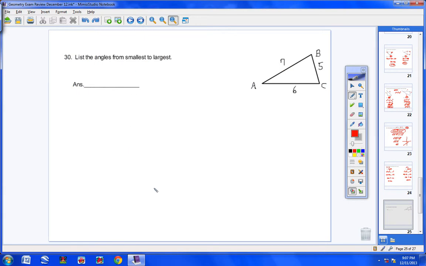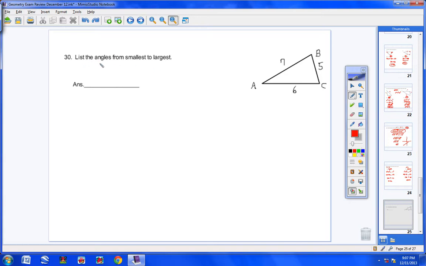Okay, I want you to list the angles from smallest to largest. And you say, well, Mr. Earhart, there's no way to do that. We don't know any of the angles. True, but we did learn something in this chapter. We learned that the smallest angle is always across from the smallest side.